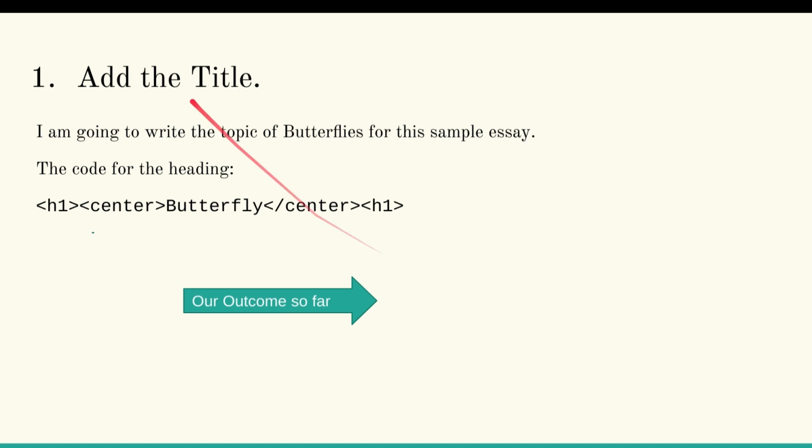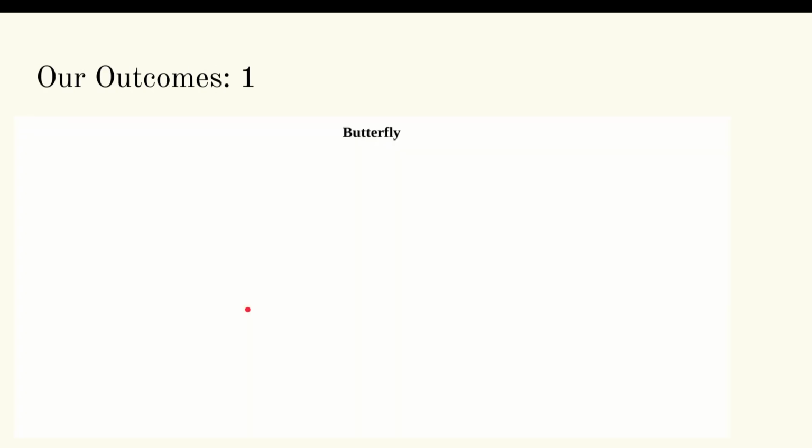So first, we're going to add the title. I'm going to write the topic of the butterflies for this simple essay. The code for the heading will be a heading 1 opening tag and a heading 1 closing tag. Inside, I'm going to add a center tag because I want the heading 1 to be centered. Then I will write butterfly. So this is our outcome so far. You can see that it's exactly centered for the web page because it's a screenshot actually.